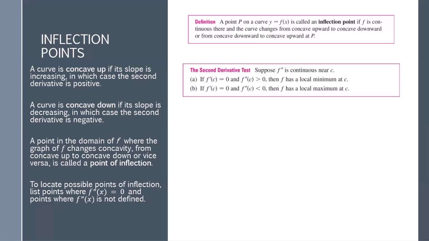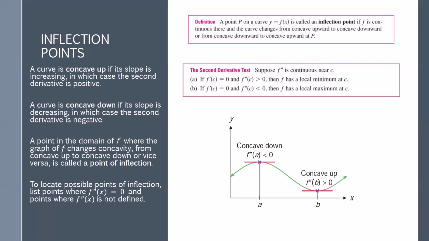The second derivative test tells us that if f double prime is continuous near c, and if f prime of c equals 0, and f double prime of c is greater than 0, then f has a local minimum at c. If f prime of c is equal to 0, and f double prime of c is less than 0, then f has a local maximum at c. You can see that in the graph here.